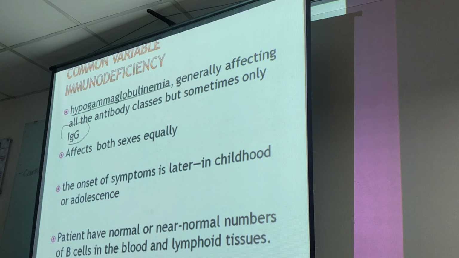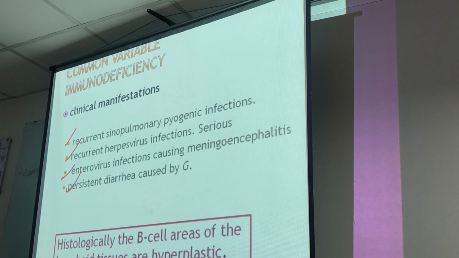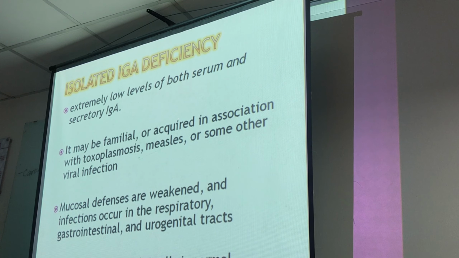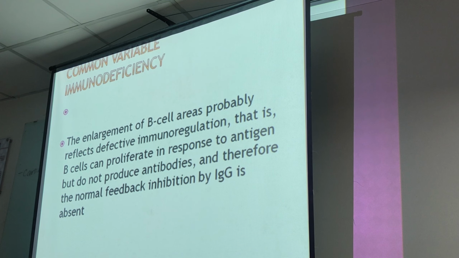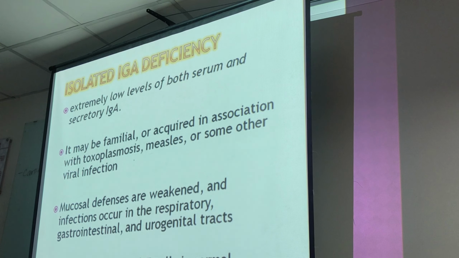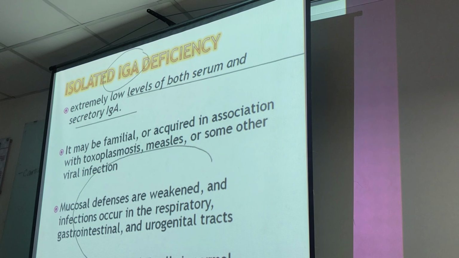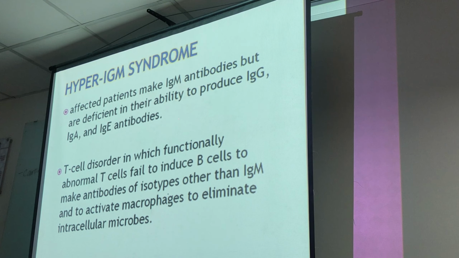Sometimes only IgG is affected, so it can also cause recurrent infections. The other things are just nice to know. In isolated IgA deficiency, IgA is deficient, so your mucosal defenses are weakened. You are prone to recurrent respiratory, GI, and urogenital infections.